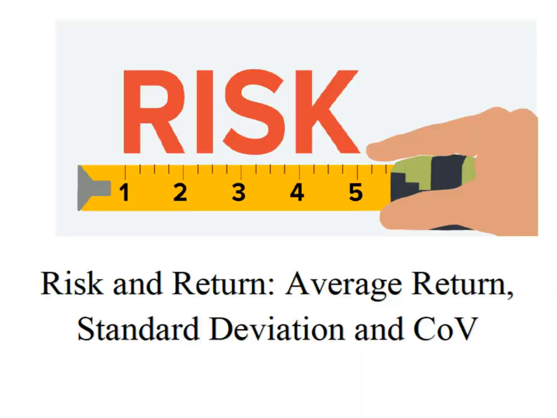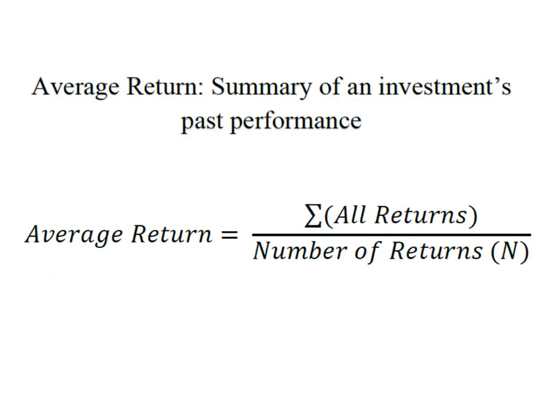Hey everybody, it's Professor Williams, and we're going to look at risk and return. We're going to look at it in terms of average return, the standard deviation, and something called a coefficient of variation. So let's begin with a few definitions.